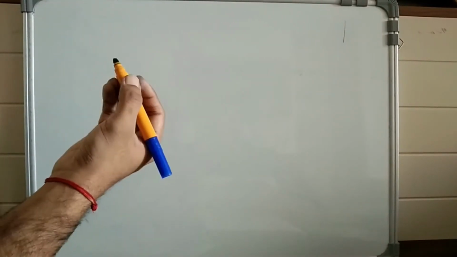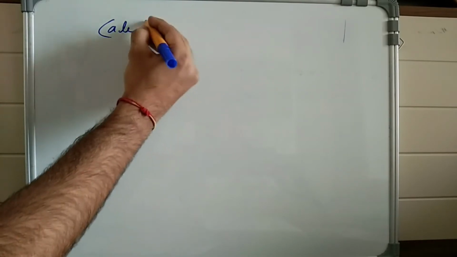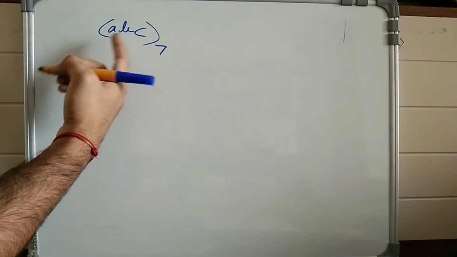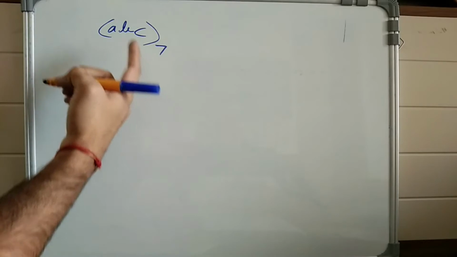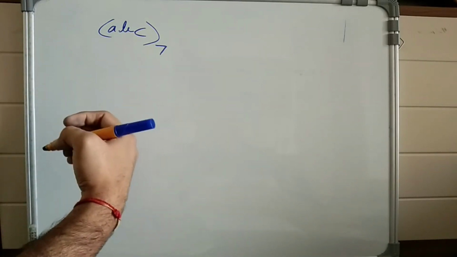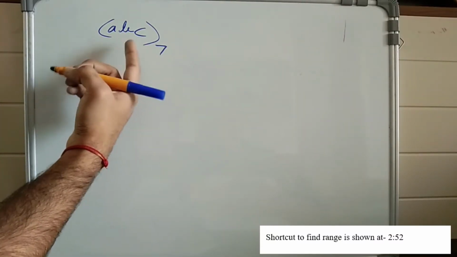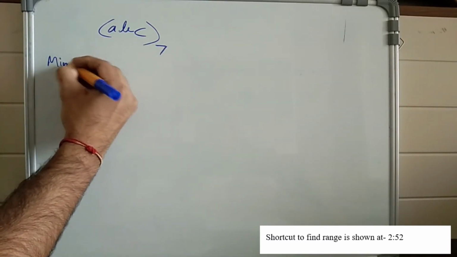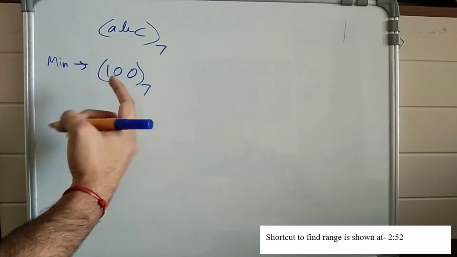If I take an example, there is a 3-digit number called ABC written in base 7, let's say. I need to find the range of this number ABC when it is converted into base 10, or I need to find the minimum and the maximum value of this number when I convert it into base 10. So what is the minimum 3-digit number? The minimum can be 100 when written in base 7. So this is the minimum number.